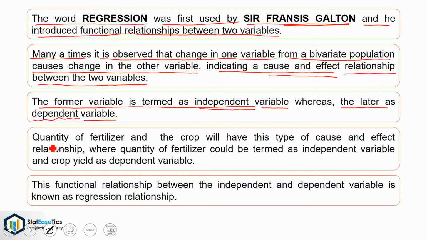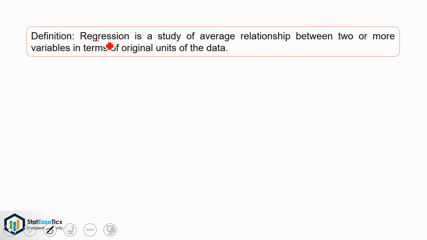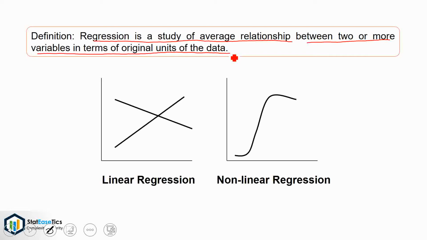For example, quantity of fertilizer in the crop will have this type of cause and effect relationship, where quantity of fertilizer could be termed as independent variable and crop yield as dependent variable. This functional relationship between the independent and dependent variable is known as regression relationship. Regression is defined as a study of average relationship between two or more variables in terms of original units of the data. Regression can be linear or non-linear.